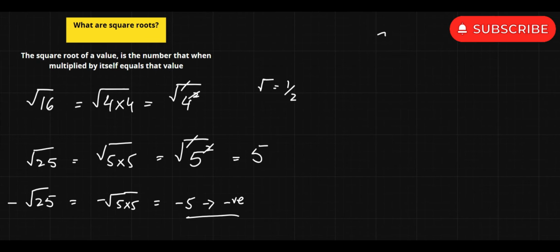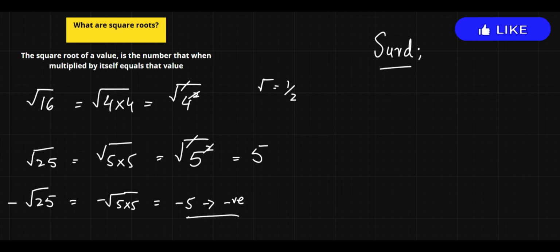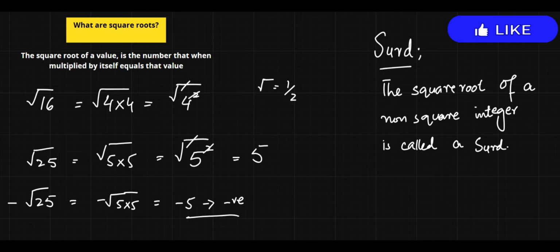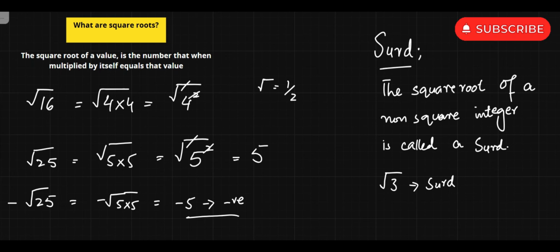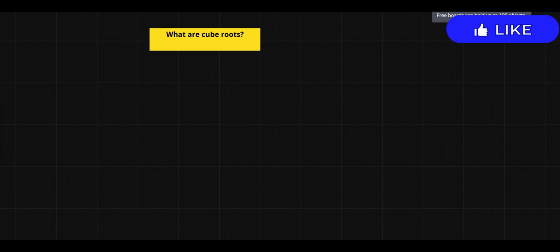We have another term, it is a surd. The square root of a non-square integer is called a surd. For example, the square root of 3 is a surd. Why is it a surd? Because 3 is not a square number. This square root of 3 is irrational because after simplifying it gives a value which will be in decimals or in fractions.